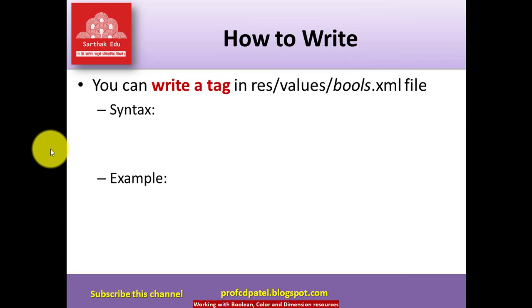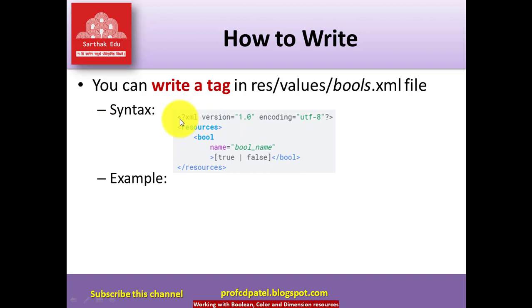Now, how to write Boolean resources? As the steps say, first of all, we need to create a bools.xml file under the values directory of the resource directory. So let's understand the syntax first so we can create our Boolean resources. This is the XML version line with encoding. Resources is the main tag. Under resources we are going to use the bool tag.